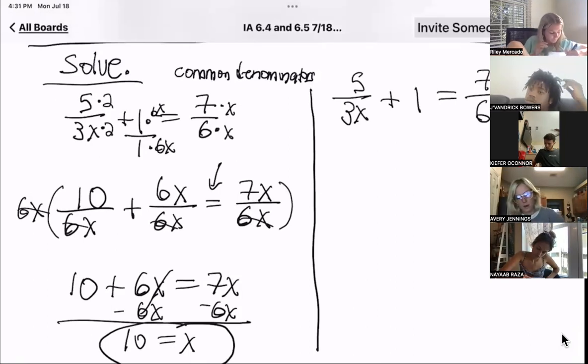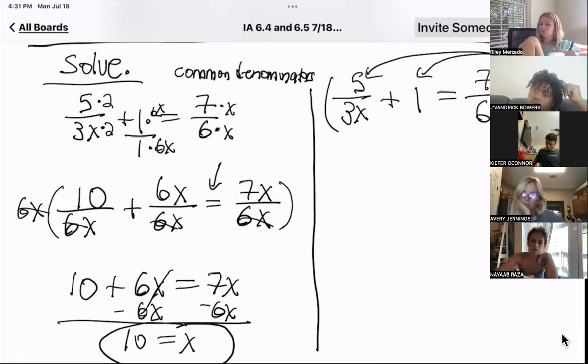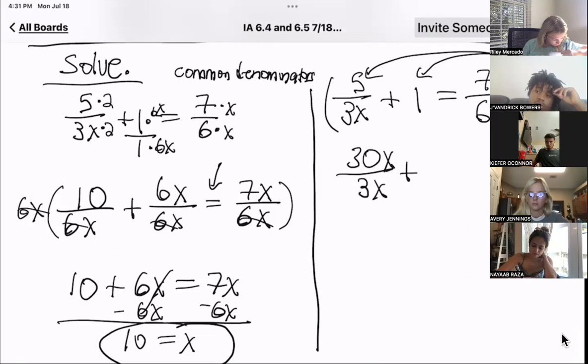the common denominator is, which is 6x. I multiply everything by 6x. I'm going to put it out here. I don't have room, which means I'm going to distribute 6x to everything. So 6x times 5 is 30x over 3x, plus 6x times 1 is just 6x, but I'm going to put it over 1, because remember, 6x is over 1. You only multiply the numerator. 7 times 6x is 42x divided by 6.